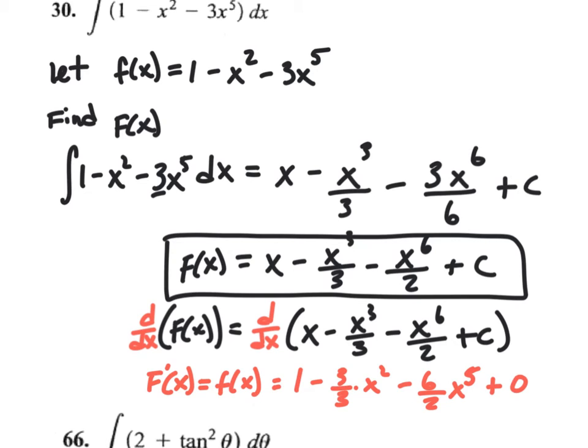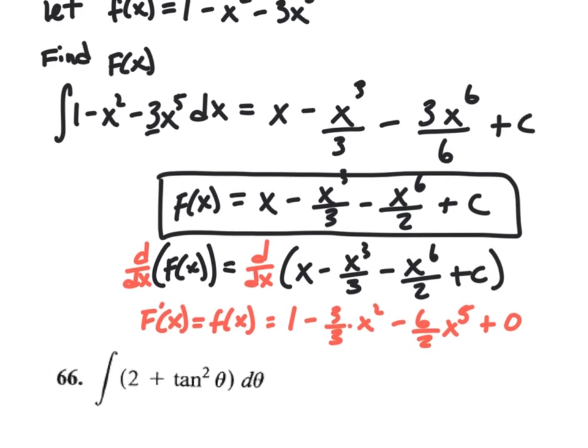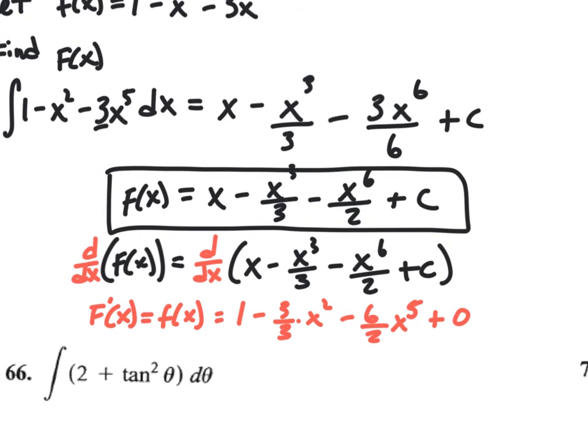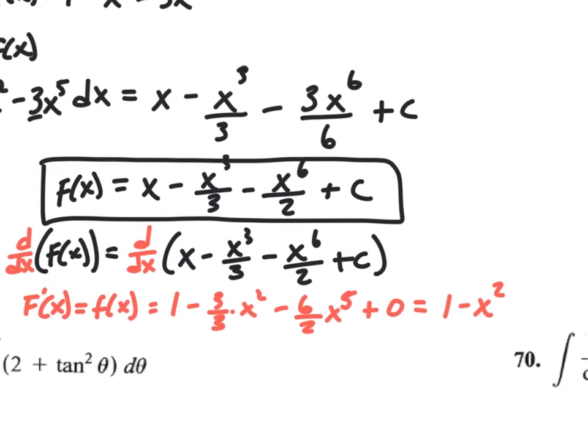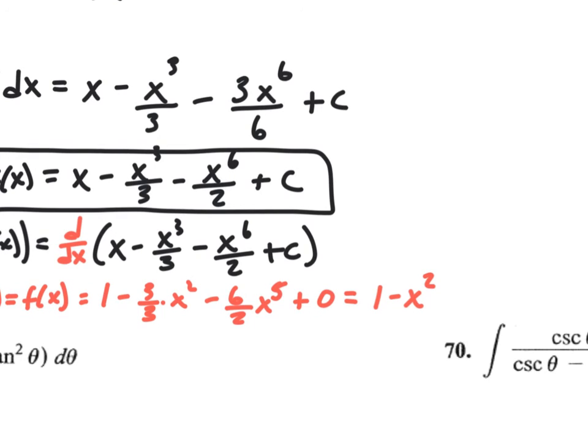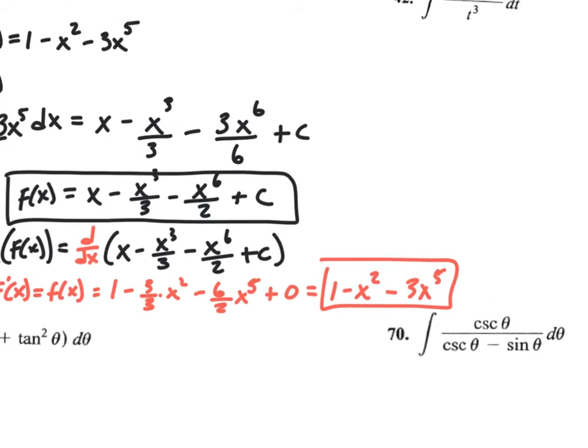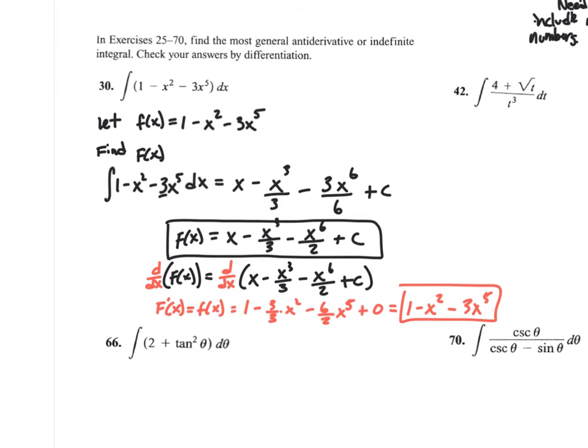Okay, the derivative of the constant, some number, is just 0. So at this point, we would just write our function as 1 minus x squared, and then minus 3x to the 5th, which was what we originally started with. And that's the idea: we're just kind of going in a circle, okay?